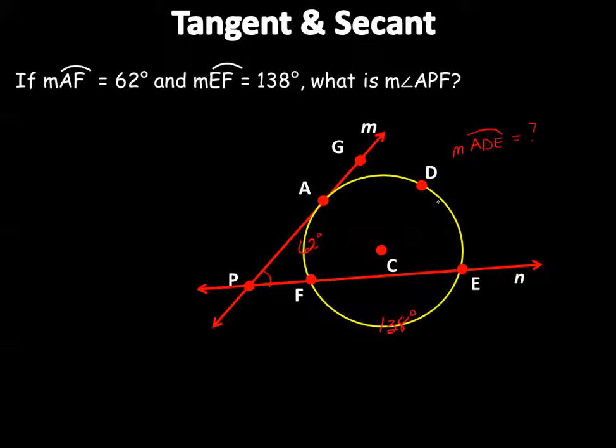Okay, well remember, the whole circle is 360. So if I subtract 62 and 138, I will find out what the measure of that arc is. So let me see, that's 360 minus 200. So that's going to give me 160. So the measure of arc ADE equals 160 degrees. All right, so now I've got enough information to figure out what that arc is.